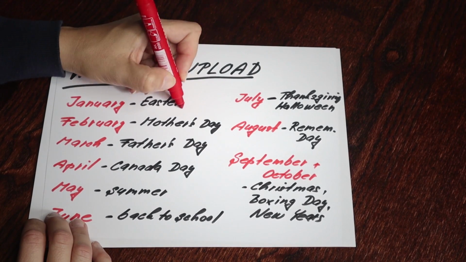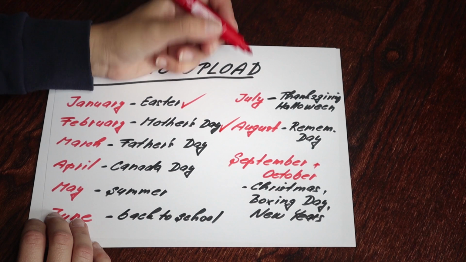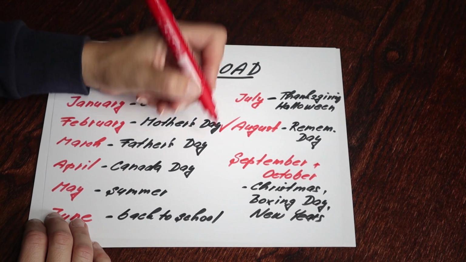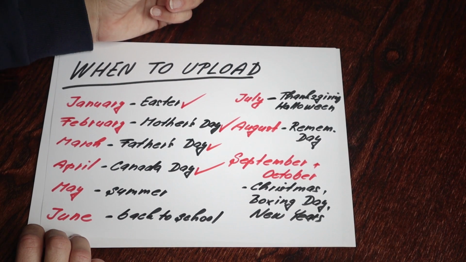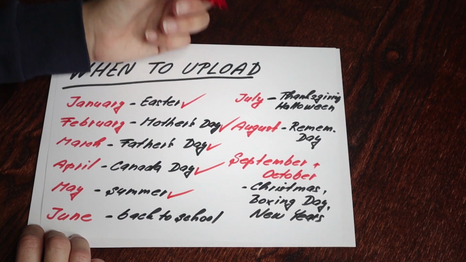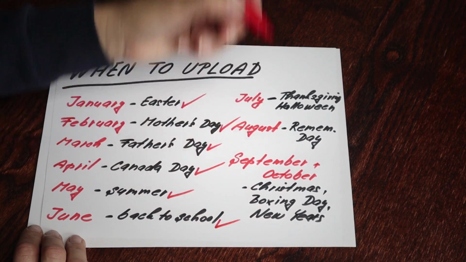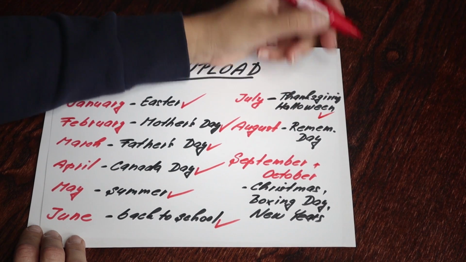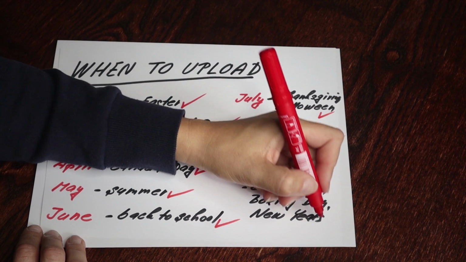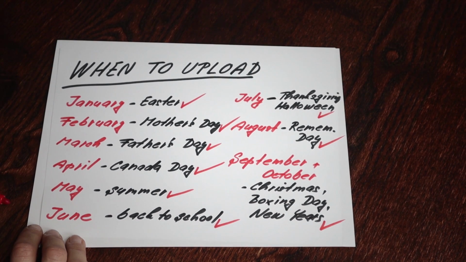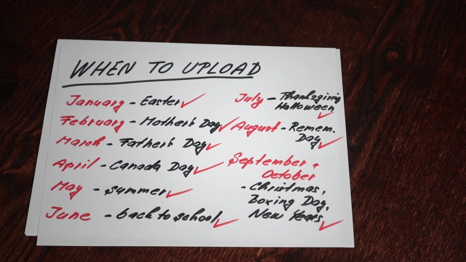For that purpose, I have another when-to-upload calendar. In January, I upload Easter photos. In February, Mother's Day. In March, Father's Day. In April, Canada Day. In May, I start uploading summer photos. In June, I start uploading back to school photos. In July, Thanksgiving and Halloween. In August, Remembrance Day. And in September, October, I keep uploading Christmas, Boxing Day, and New Year's photos.